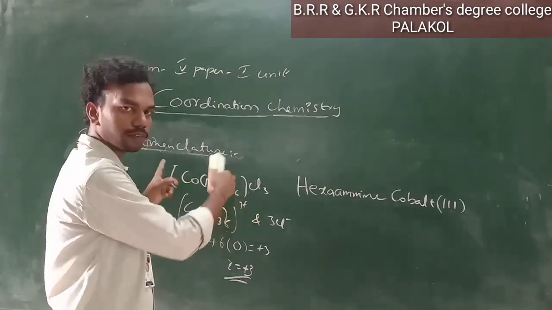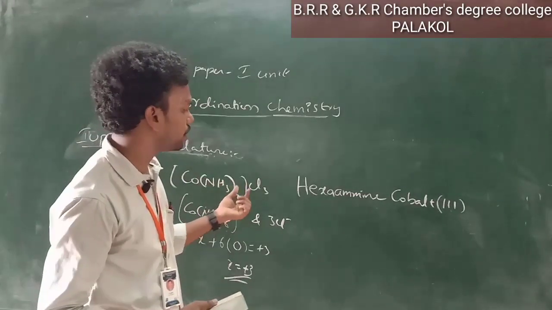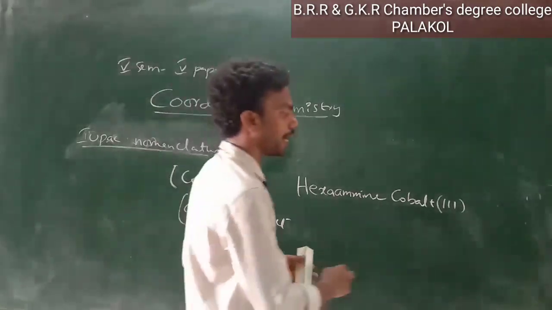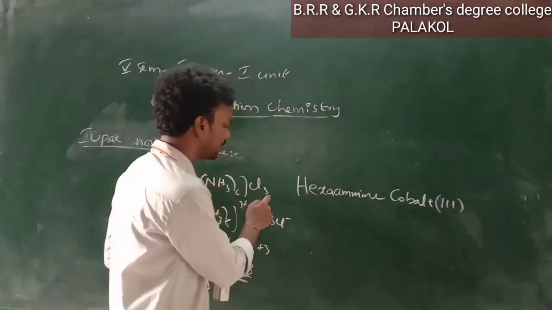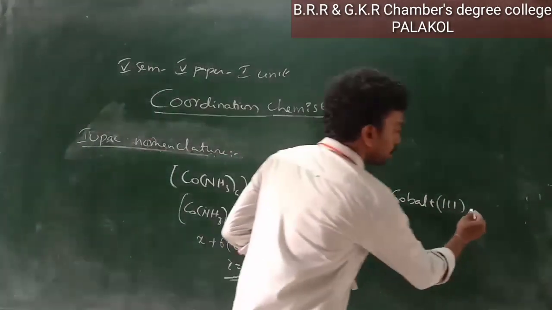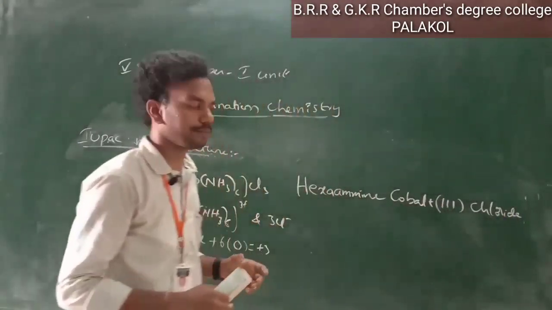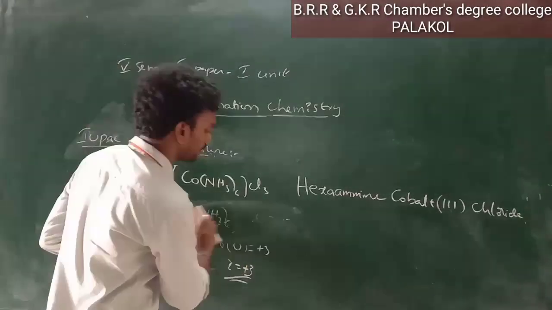Next, after the coordination sphere, the ions which are in the ionization sphere, that is Cl. So here just write chloride, not trichloride. You need not mention this number. Chloride. Okay, got it? Right. So let's take another example.